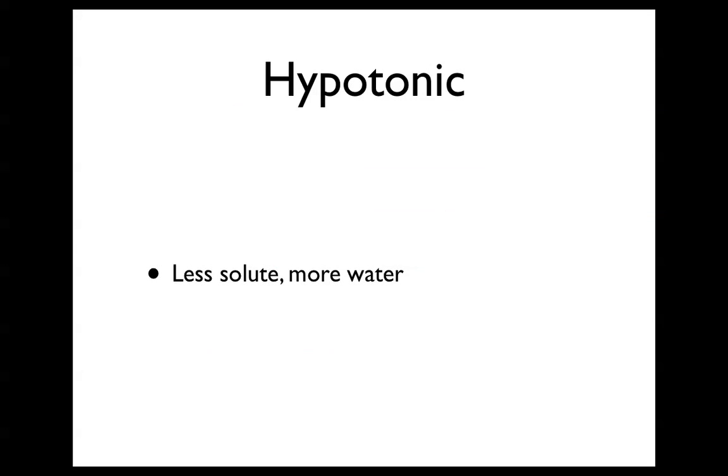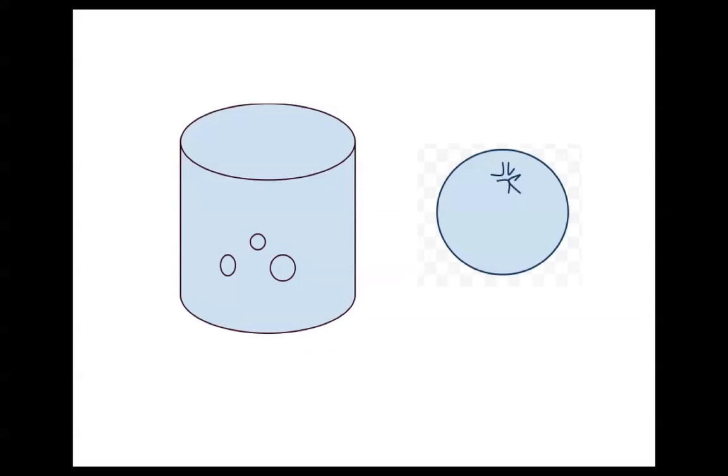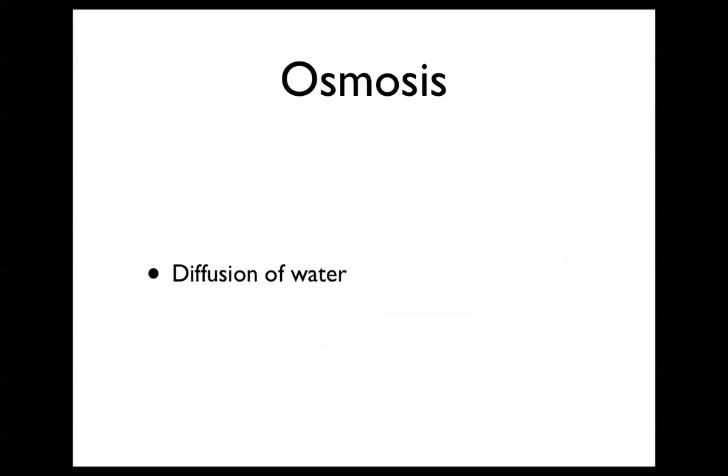Thirdly, there is the hypotonic solution. It has less solute and more water. As you can see, it has less solute than the isotonic solution and definitely less solute than the hypertonic solution. The problem is that the cell gains water and so it bursts, and this eventually leads to the death of the cell.